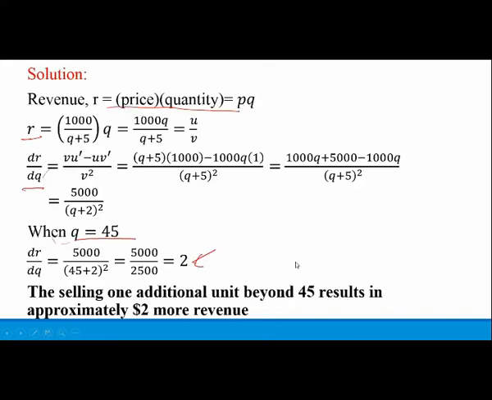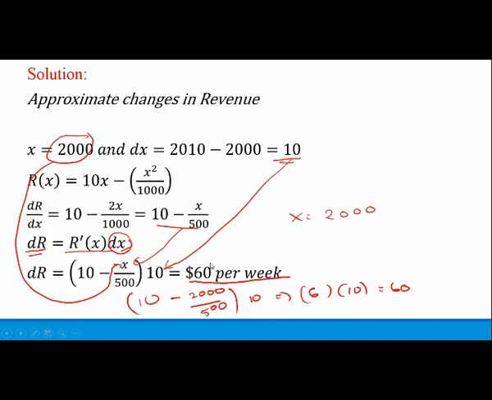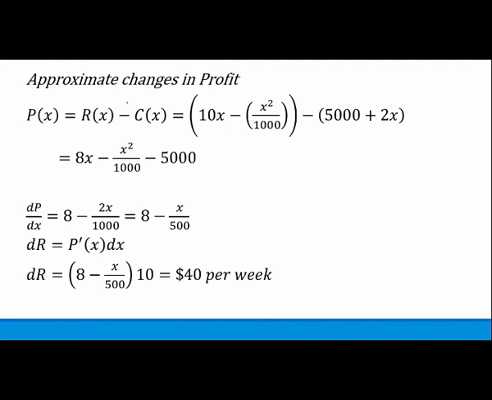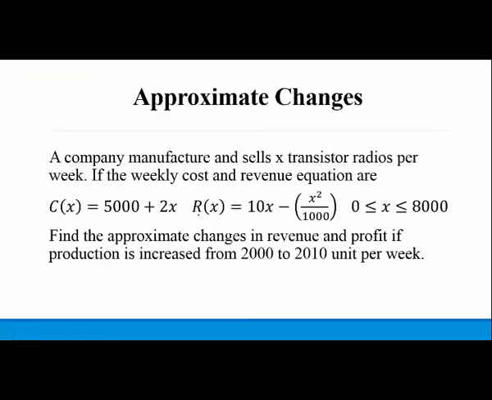Next, we want to find the profit. If production is increased, what is the approximate change in the profit? We know that profit is revenue minus cost. This is the formula of revenue, this is the formula of cost. Revenue minus cost.